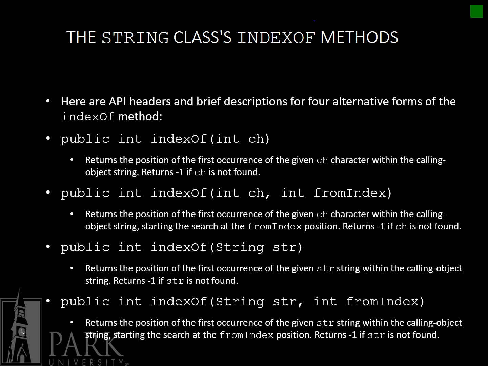All right? They all return ints. You can see that here. They all return ints, but look at this. This one takes a char. This one takes a char and an integer, like a starting index. This one takes a string, and this one takes a string and a starting index. So it's the same method, but the compiler is going to do different things depending on what you pass into it.